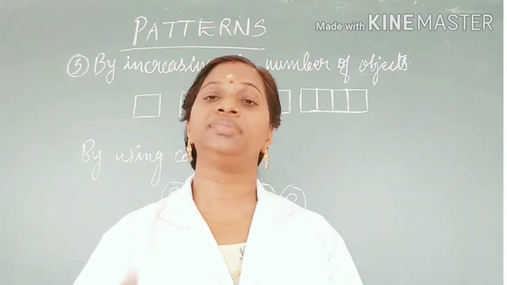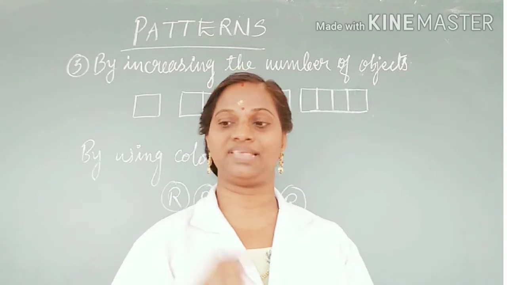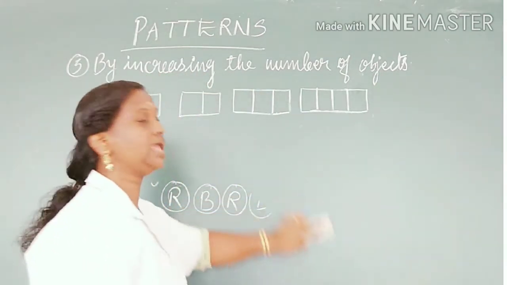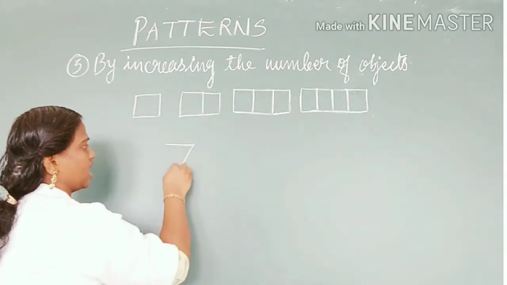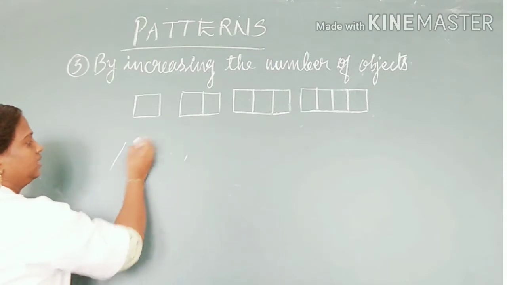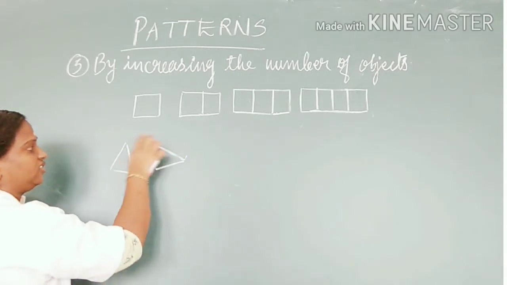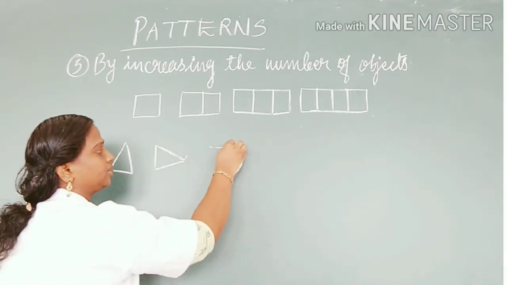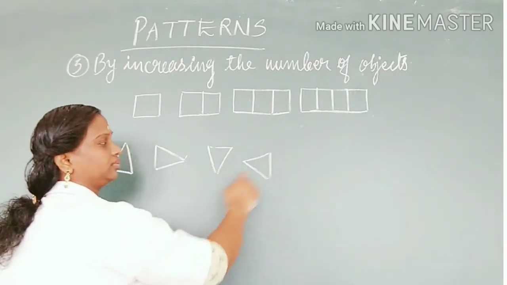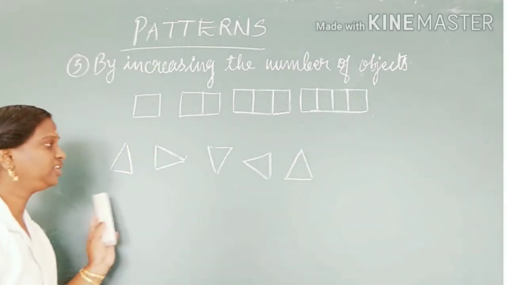Or you can turn the position also to make a pattern. How to turn the position? I will show you how to turn the position to create a pattern. See here, I have one triangle. Let us start with the right triangle. Now I am drawing one triangle. Now I turn to right, then this will come here. Again I turn to right, then it will be like this. Again I turn to right, then like this. Again I turn to right, then like this. So this is a pattern.